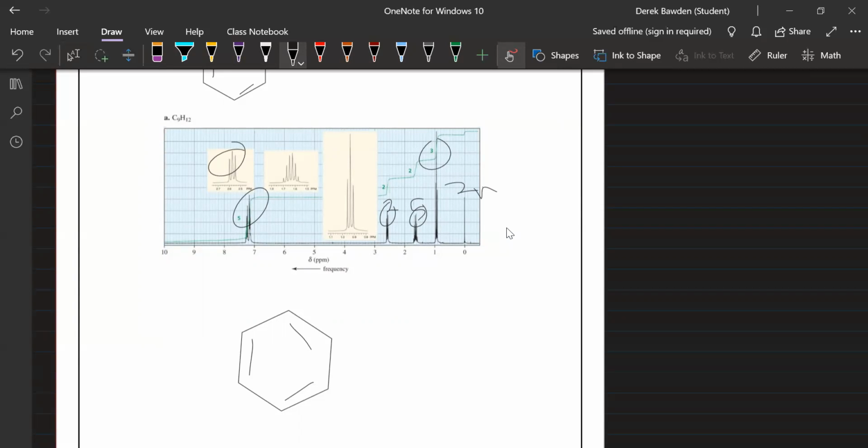So I think that's all that's going to be, just a carbon chain. You've got 2 hydrogens with 2 neighbors, 2 hydrogens with 2 neighbors, 2 hydrogens with 5 neighbors, and 3 hydrogens with 2. Yep, that'll be it. Perfect.